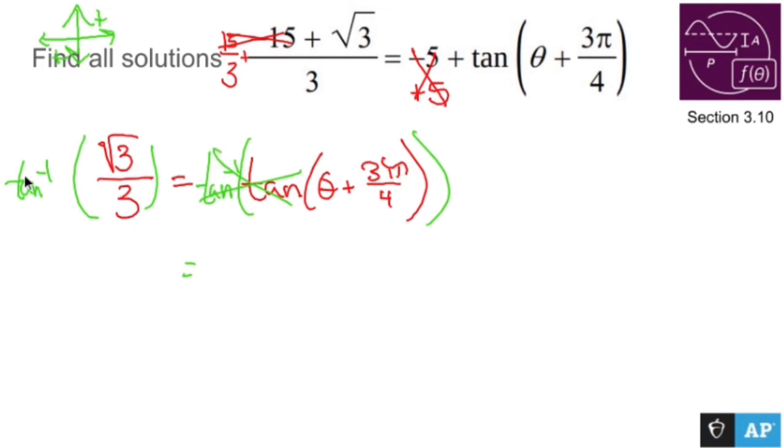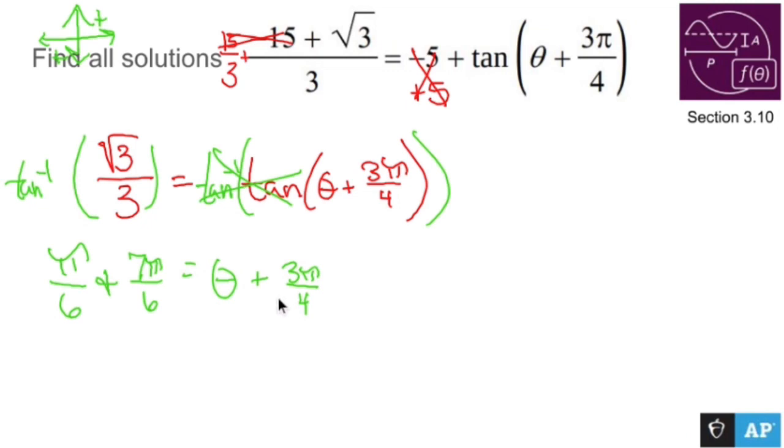Okay, now the inverse tangent of root 3 over 3 in the positive axis is going to be pi over 6. But also, and this is my and, not plus, also in the third quadrant, it's going to be 7 pi over 6. And that's going to equal theta plus 3 pi over 4.